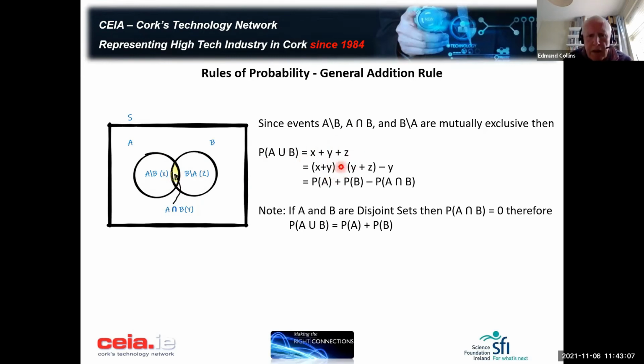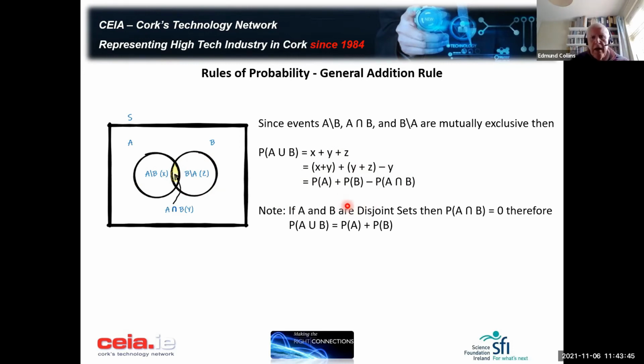So grouping things together here, we can take the X with the Y here. We can add Y to Z and take away a Y, if you like, to maintain the equation. And we end up with X plus Y, X and Y, which is A, and Y plus Z, which is B, and then minus Y, which is the intersection, the A and the B.